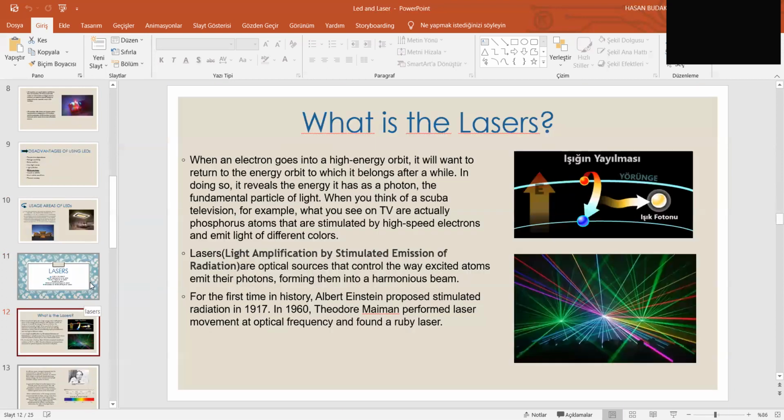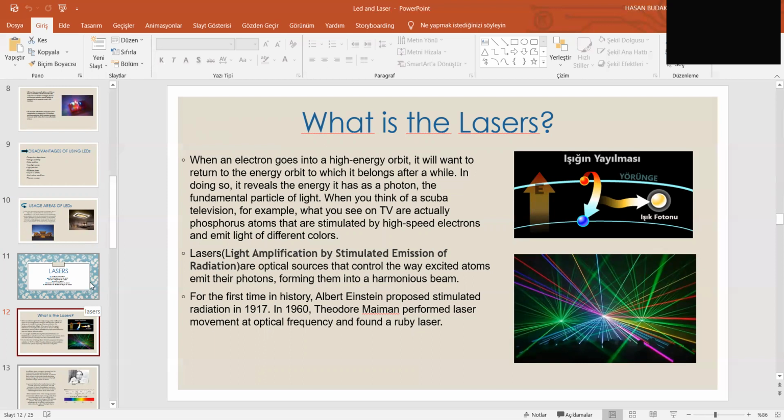What are lasers? When an electron goes into a high energy orbit, it will want to return to the energy orbit to which it belongs after a while. In doing so, it releases the energy it has as a photon, the fundamental particle of light. When you think of a cathode ray television, for example, what you see on TV are actually phosphorus atoms that are stimulated by high-speed electrons and emit light of different colors.